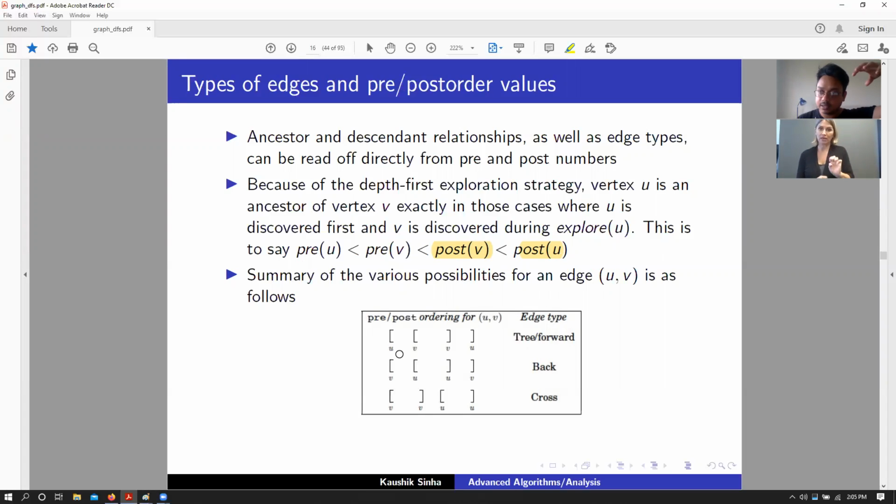Okay, so the possible combinations that we can get for these pre-visit and post-visit numbers are, we can have U as the root node and V as some child node from that subgraph. Then the pre-visit number of U and the post-visit number of U would encompass the pre-visit and post-visit numbers of V. Right?